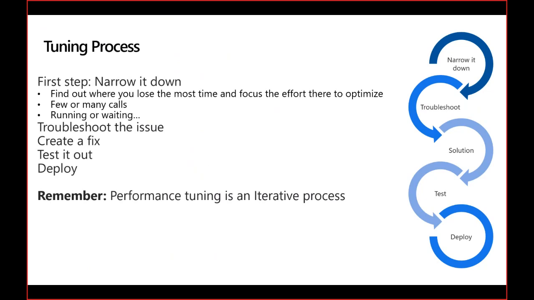The first step here is to try to narrow it down. We have to find out somehow where we spend most of the time, and we have to focus on these areas to optimize the performance. Things like few or many calls, and whether we are blocking, running or waiting, come into play.